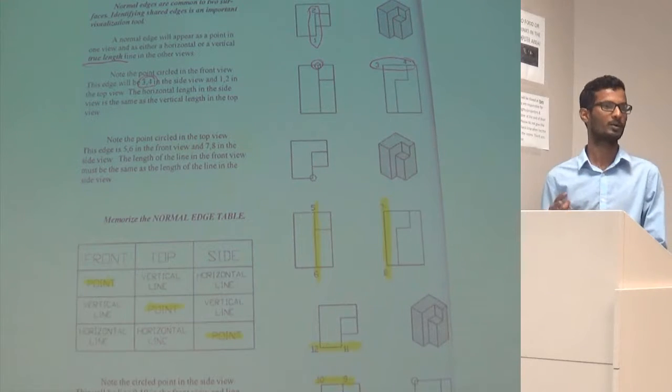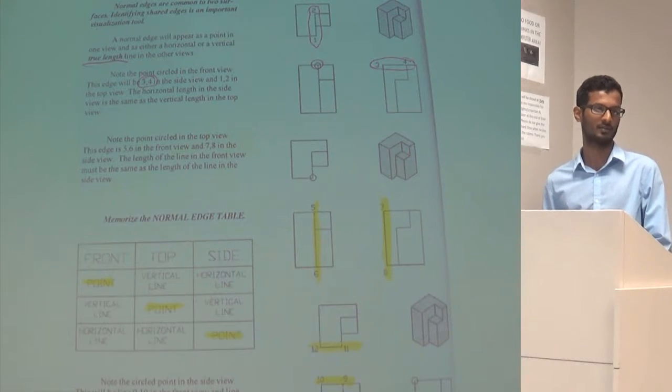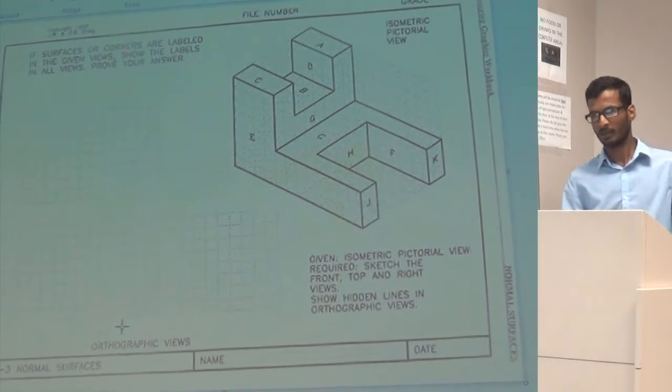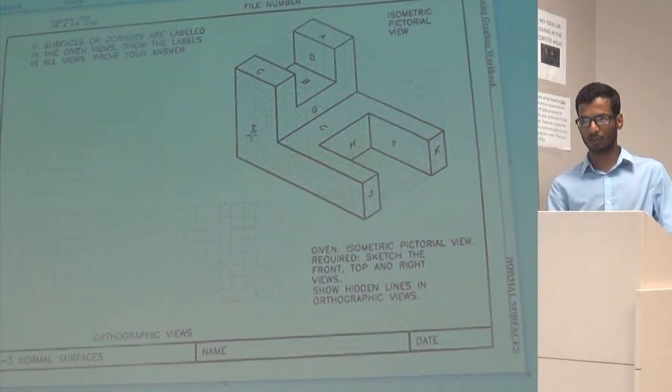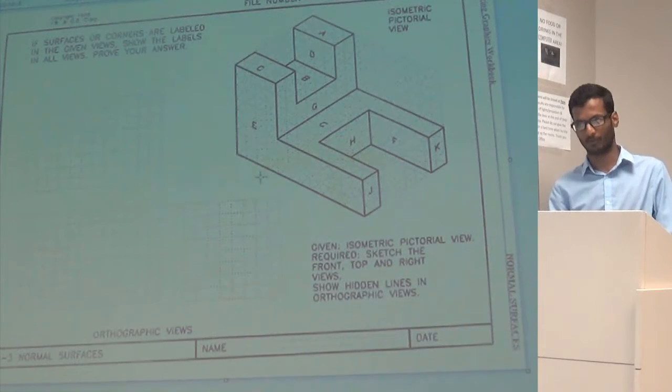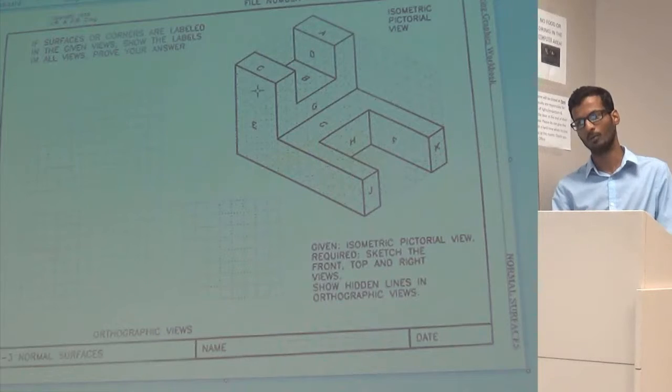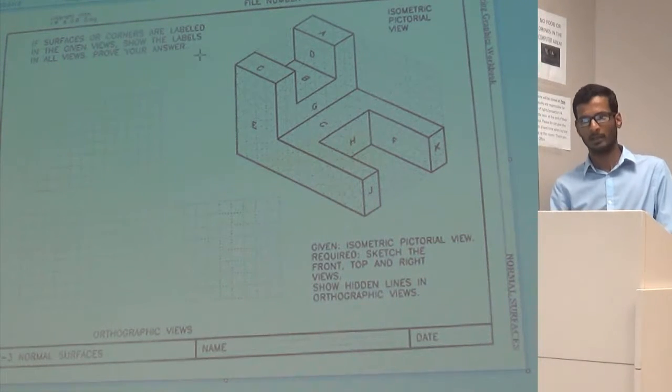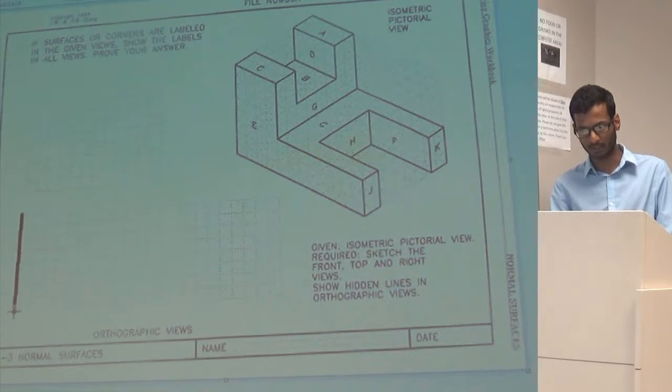I want you guys to open workbook page E17. If I'm looking from the front view, there's only one surface that I would be seeing, which is surface E, right? So just complete that surface, and make sure that your object lines are thick.